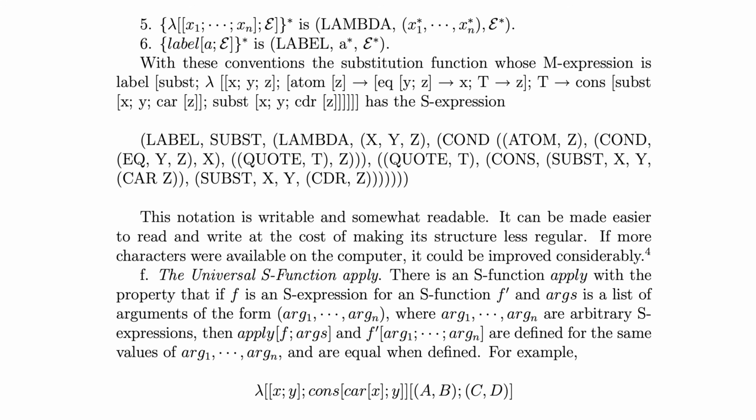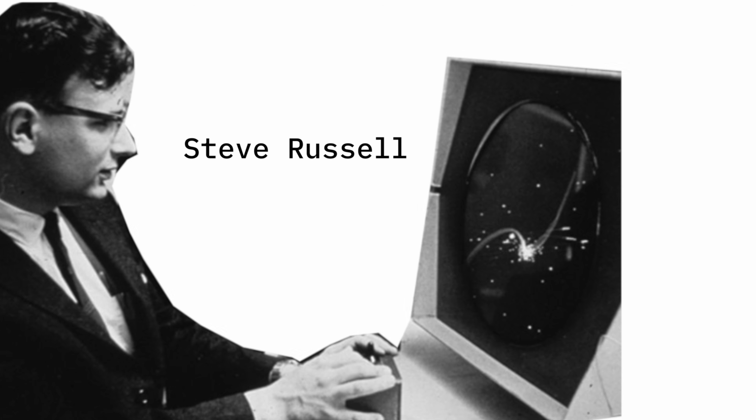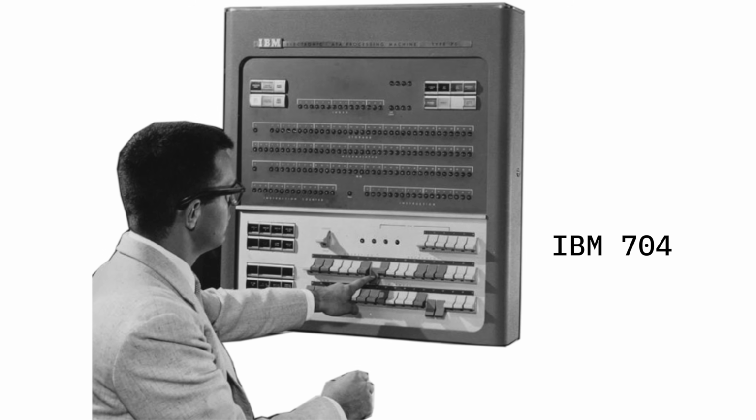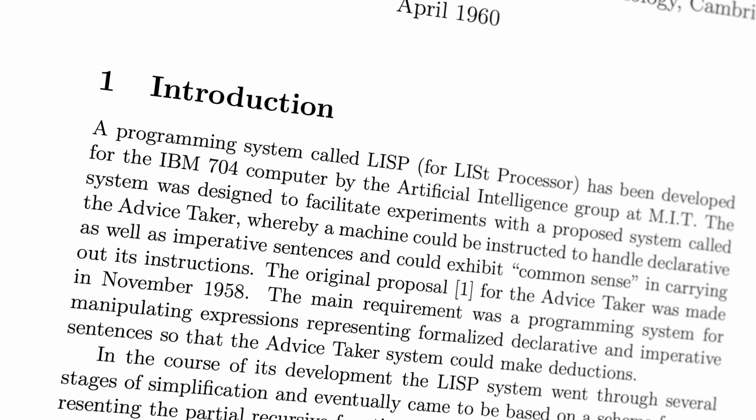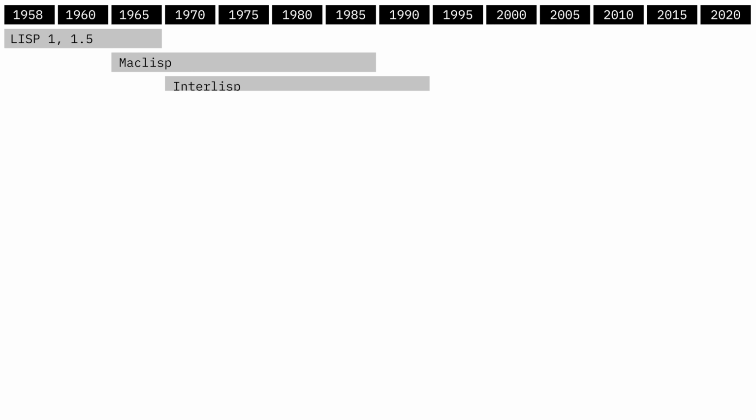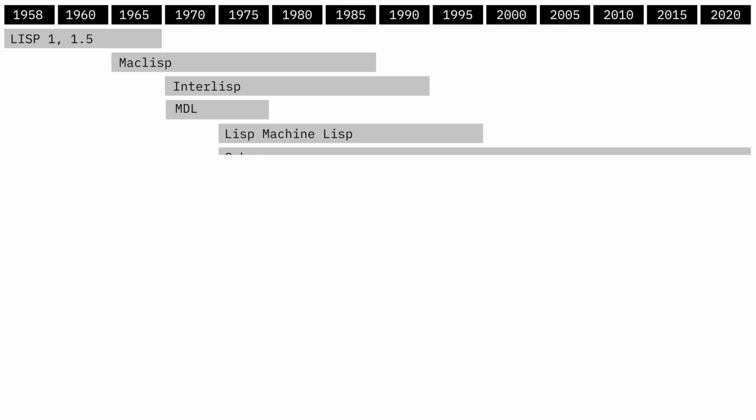One of his students, Steve Russell, realized that he could implement this eval function directly on the IBM 704, which led to the first Lisp interpreter. After sharing their progress in a 1960 paper, Lisp's ideas spread quickly. The 60s and 70s saw the development of many slightly different Lisp dialects, including Interlisp, MacLisp, and others.